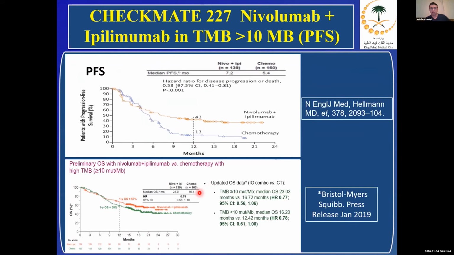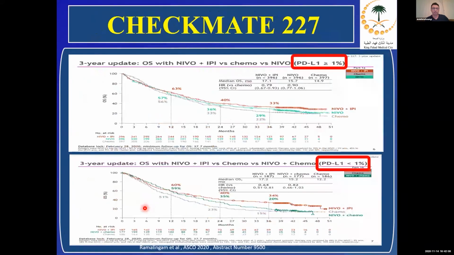However, with the longer follow-up, we have noticed that those benefits did not sustain, and there was no survival benefit achieved in patients with a high TMB, whether you go with a dual immuno or you go with chemotherapy alone. But what's really positive is when they look at the survival in patients who've been selected for a PD-L1 positive tumor of 1% or more, we have seen that those patients who have been treated with a dual checkpoint inhibitor were better than chemotherapy.